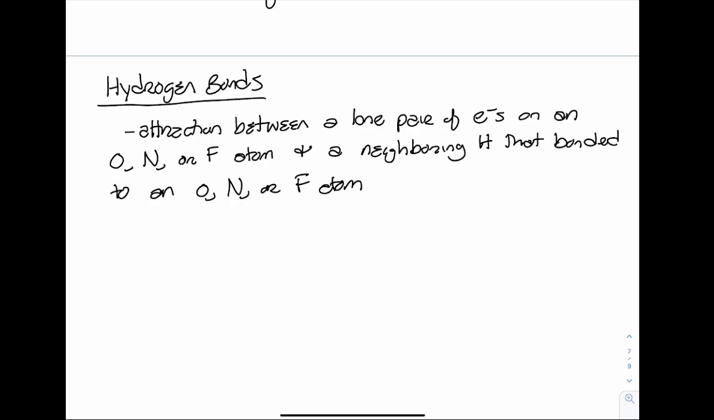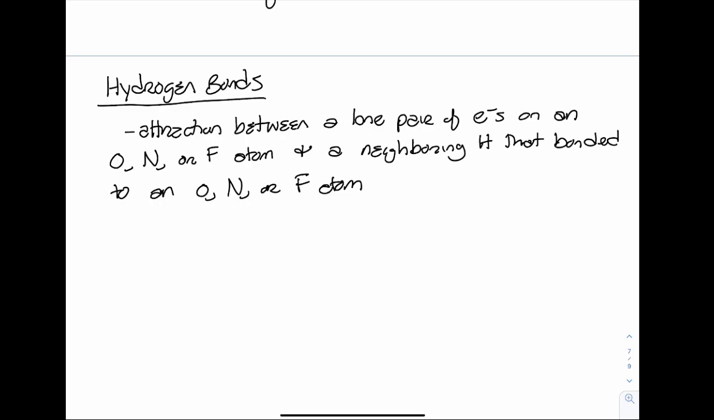So two parts to this. You have to have an oxygen, nitrogen, or fluorine with a lone pair on it. And then the other molecule that it's bonded to has to have a hydrogen that's bonded to an oxygen, nitrogen, or fluorine. So you have to have an OH, an NH, or an FH bond, and then you have to have a lone pair on that oxygen, nitrogen, or fluorine.